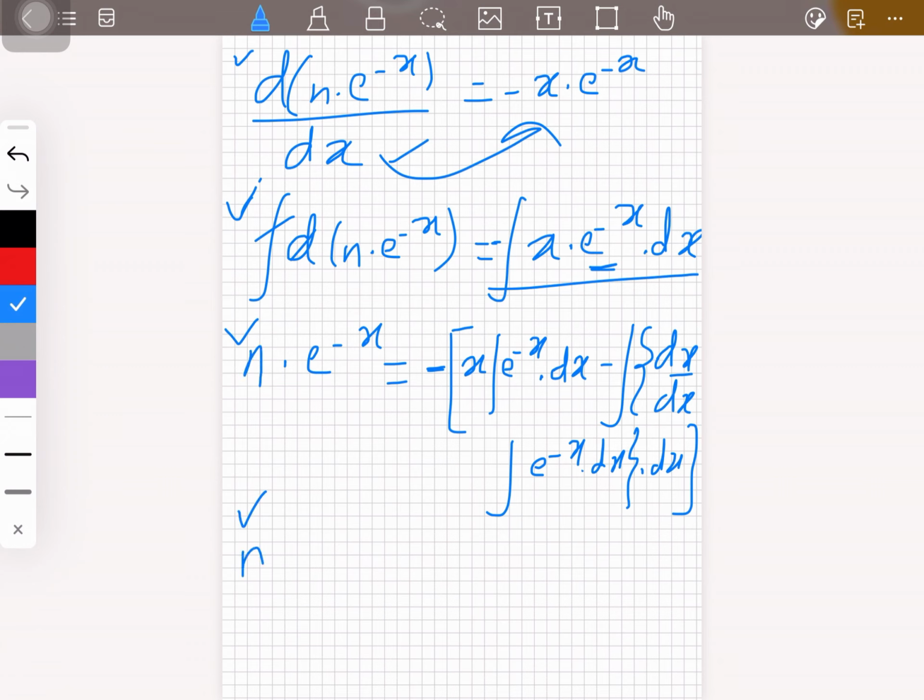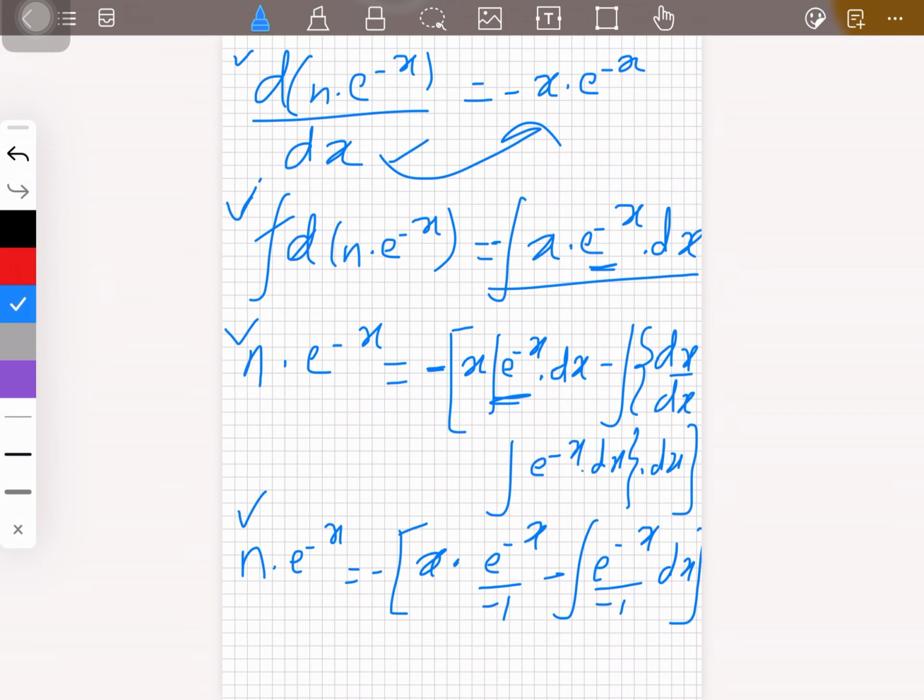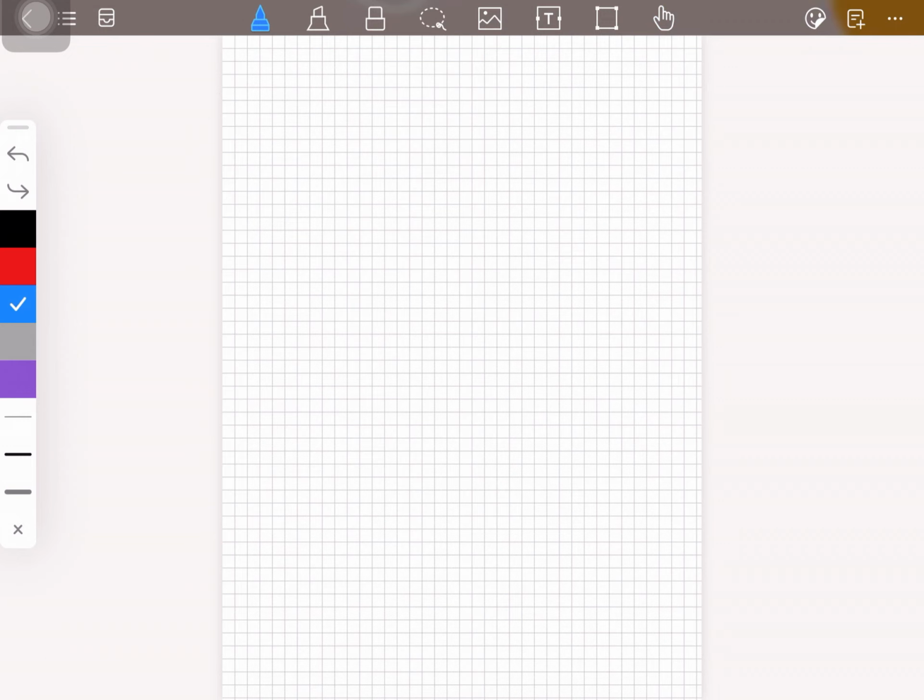So what we will have is n times e to the power minus x is equal to minus x times the integration of this, which is e to the power minus x over minus 1, minus the integral of e to the power minus x over minus 1 dx. Let's close the bigger bracket and move to the next page. So now it is going to be n times e to the power minus x. I hope I'm not going too fast. Minus x times e to the power minus x plus, minus times minus is plus, so plus e to the power minus x over minus 1, plus c.